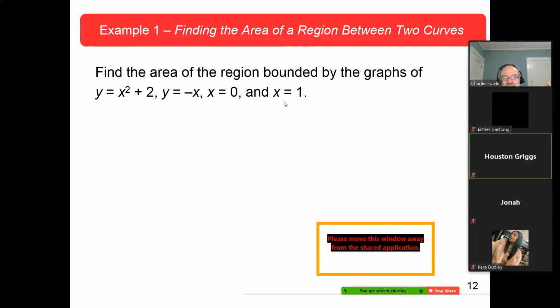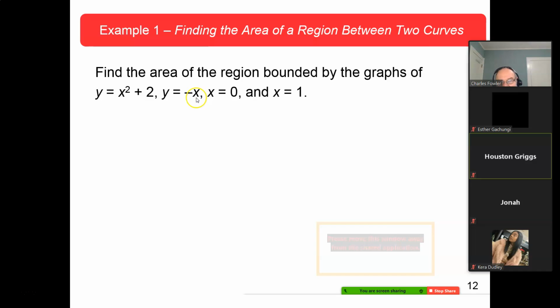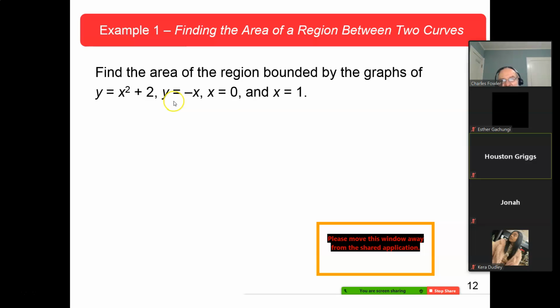Now, here's how I would start this problem. Let this endpoint, x equals 0, plug it in here. There your y is equal to 2, here your y is equal to 0. That indicates to me this y is greater than this y. But let's do it at the other end. Plug in a 1 there. 1 squared plus 2 would be 3. This would be a negative 1. That's even further apart. So I think x squared plus 2 is always greater than or equal to minus x. Okay? That's pretty obvious from looking at it, but you just sort of verified it.